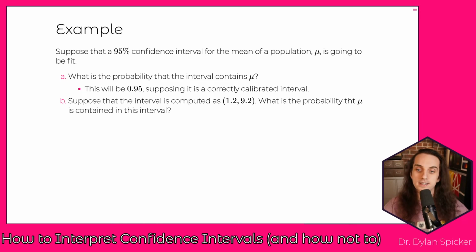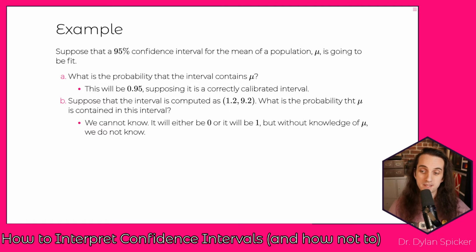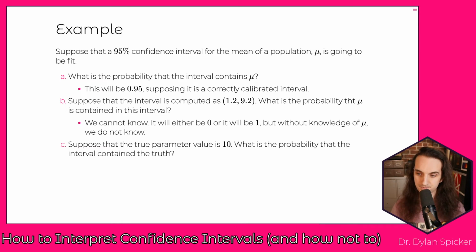Now, suppose that the interval is computed and we find that it is 1.2 to 9.2. What's the probability that mu is contained in the interval? Here, we have to be careful. We can't say that there's a 95% chance anymore because now we don't have this randomness. We've already seen the data, the estimate has been calculated. And so the probability is either 0 or 1. We don't know which one it is, but we can't say it's 95%. It's either definitely happening or definitely not happening.